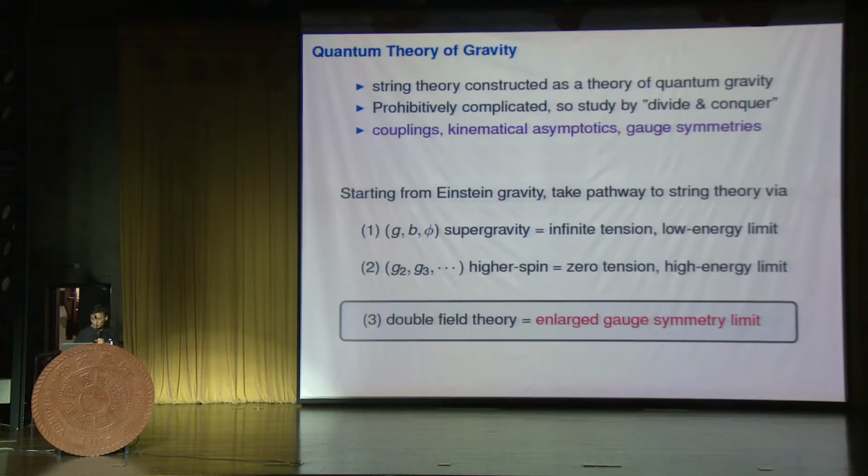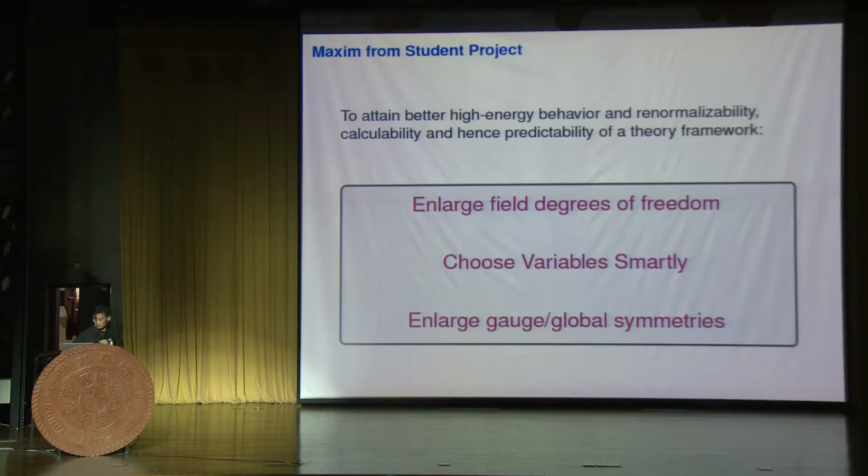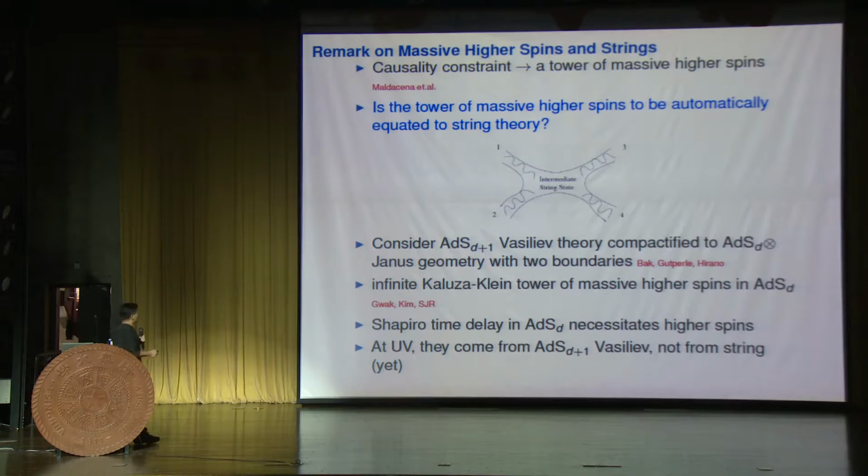By the way, I'd like to make one comment, which also might be related to the earlier talk by Joel Komagowski, that here one of the limits is a higher spin theory. And in the context of gravity, there's a very nice argument by Maldacena, a very important observation that a causality constraint necessitates that in Einstein, higher derivative gravity, we should have a tower of massive higher spins. The immediate question is whether this massive infinite tower of higher spin is equivalent to string theory.